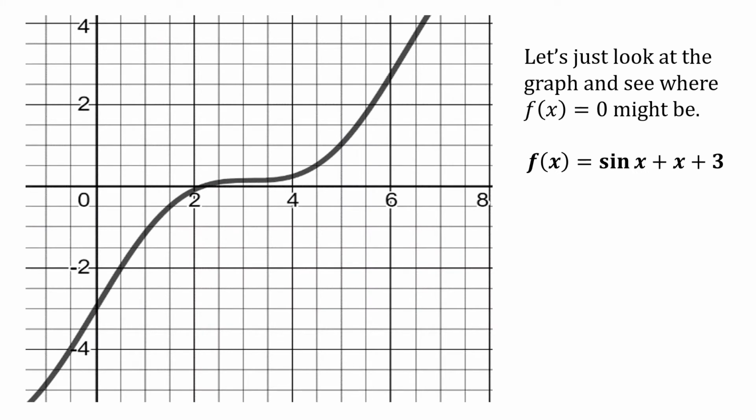So let's just look at this graph real quick. We're looking for where f of x is equal to 0. So that means we're trying to find the x-intercept of this function. And that is about right here. Whatever this value is, we can't quite be sure. So this is where f of x is equal to 0, whatever this x value is. And that's not quite good enough.